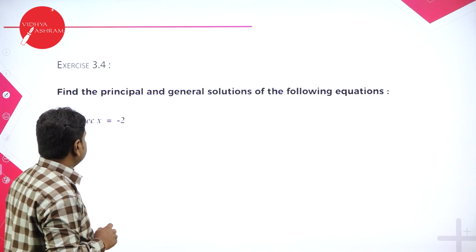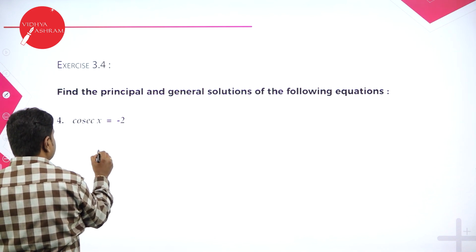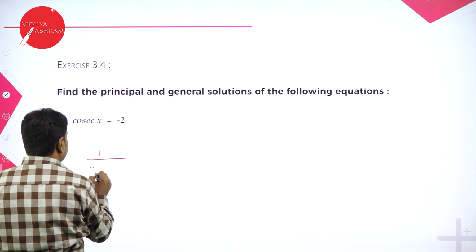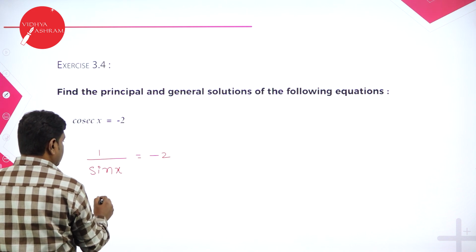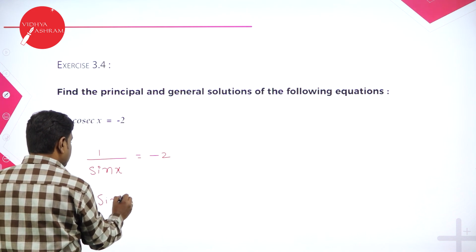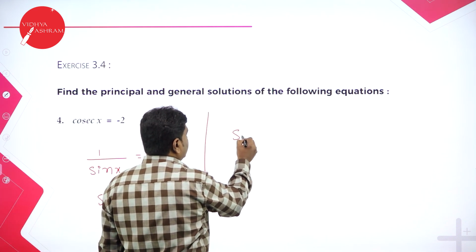Next, cosecant x is equal to minus 2. So I can write cosecant as 1 by sine. 1 by sine x is minus 2. Then sine x, take reciprocal, sine x will become minus 1 by 2. Now sine x is minus 1 by 2.